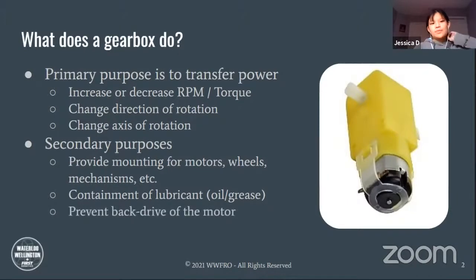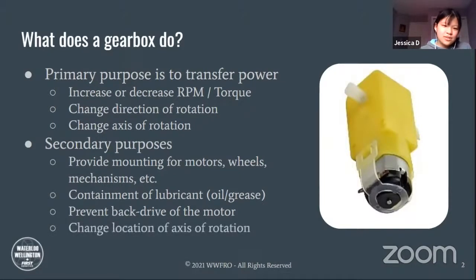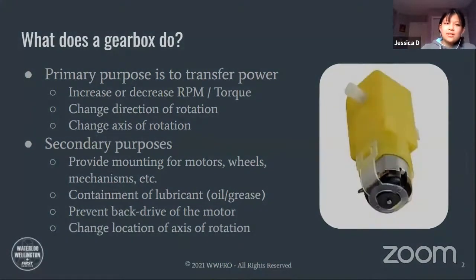You can also prevent backdrive using a gearbox. Backdrive is basically when your mechanism goes in reverse, which is usually the direction you don't want it to go. For example, if you're lifting something and when you stop exerting power, the load is a little bit too heavy and it starts to fall, a gearbox can help reduce or prevent that using the friction between all the different components and parts in it. And of course, you can also change the location of the axis of rotation, which we'll see in the different types of gears that we look at.